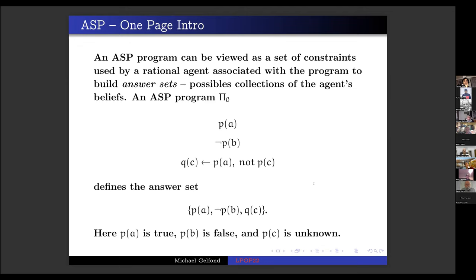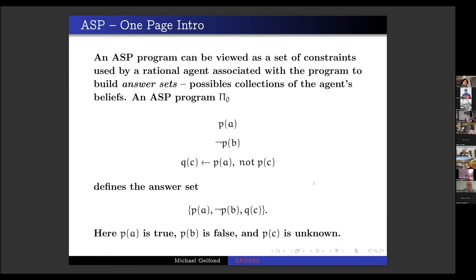So an ASP program can be viewed as a set of constraints used by a rational agent associated with a problem to build answer sets. Answer sets are collections of literals which can be interpreted in different ways. I interpret them as possible collections of the agent's beliefs. So let's look at an example.